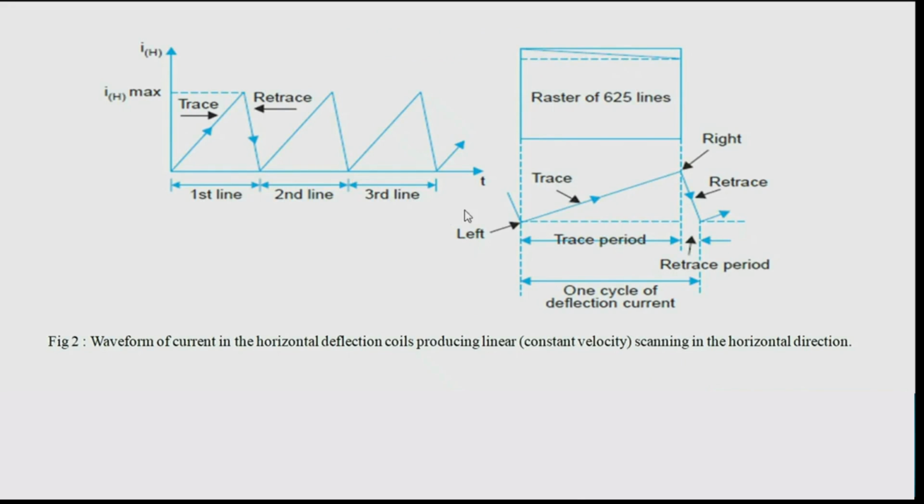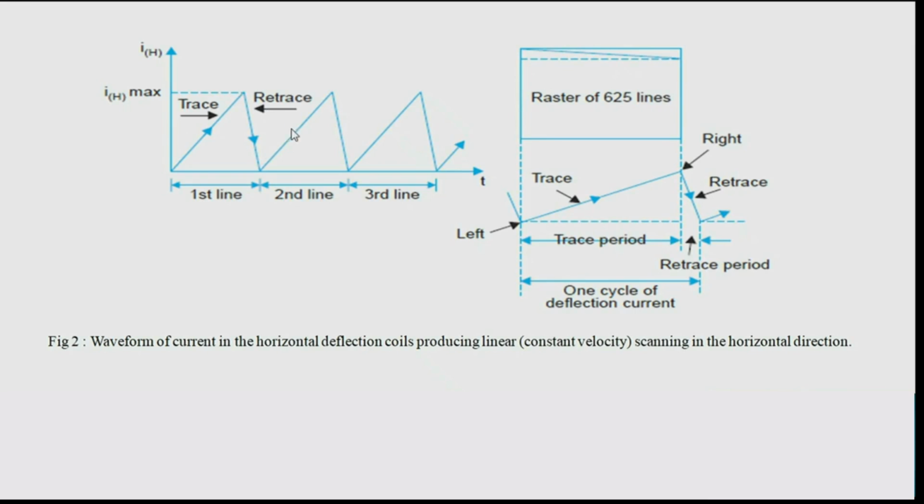Now the image is shown here. This graph is shown current versus time. This is the horizontal current. This diagram shows the waveform of current in the horizontal deflection coil producing linear scanning in the horizontal direction. For the first line it will start from zero and reach the maximum, IH maximum, and when it reaches the maximum it will suddenly drop down to zero current, and again it will start and again come to zero. This starting from zero to maximum is called the trace path, and from the maximum point to zero it is called the retrace path.